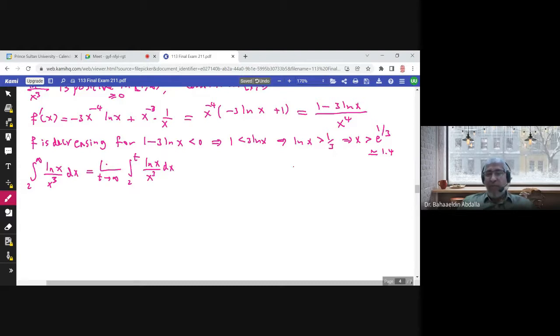Again, we have here ln x, so I'll use integration by parts. I have ln x over x cubed, so I can write it as x to the power minus 3 times ln x. Okay, I have this integral. Let me take u as ln x, so du would be 1 over x dx, and then dv would be x to the power negative 3 dx. And the integral of x to the power negative 3 is x to the power negative 2 over negative 2.